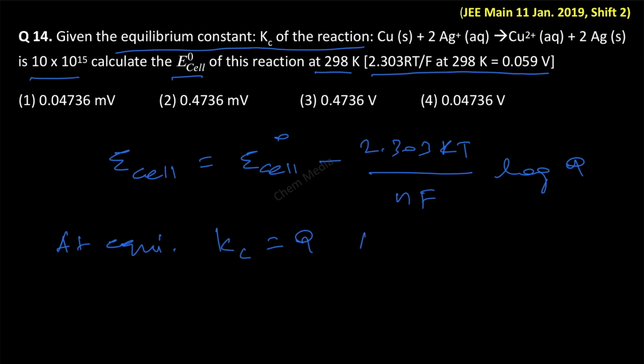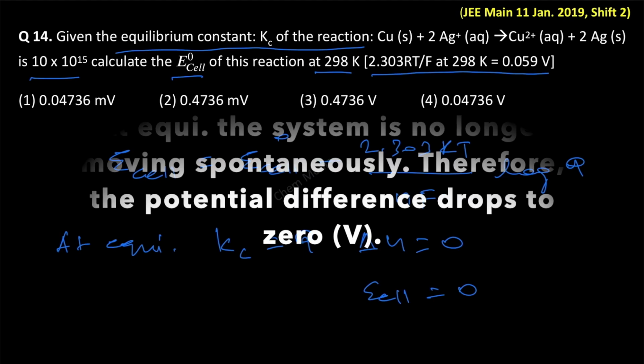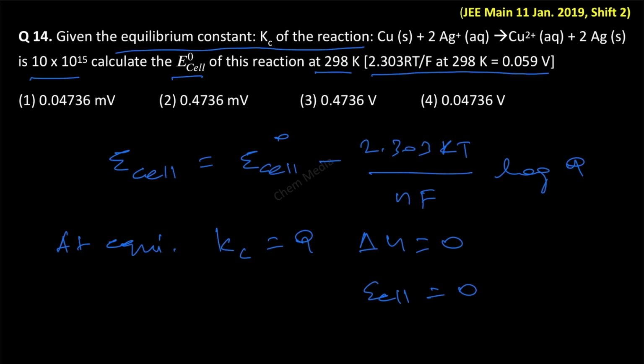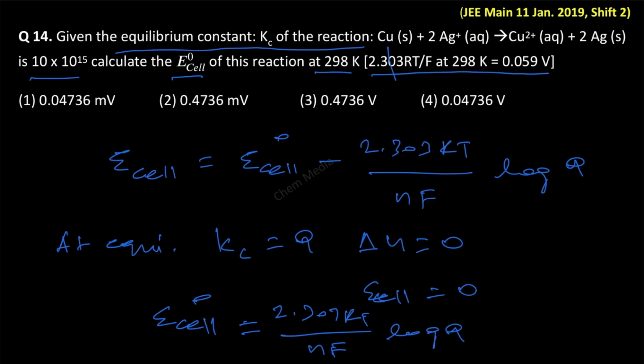Also, at equilibrium, delta G is equal to 0. This means Ecell is equal to 0, isn't it? Because there is no net electron flow. Therefore, the cell potential is 0. This means Ecell standard is equal to 2.303 RT by nF log Q. Here, copper is becoming copper 2+. That means oxidation. Ag+ is becoming Ag. That means reduction.